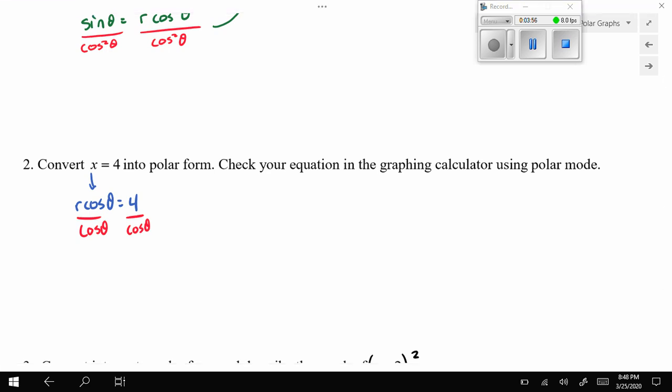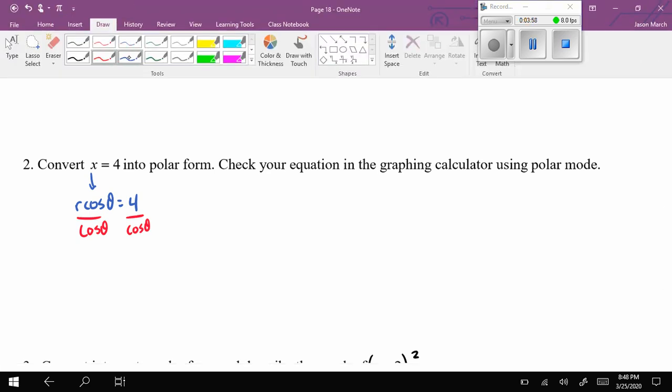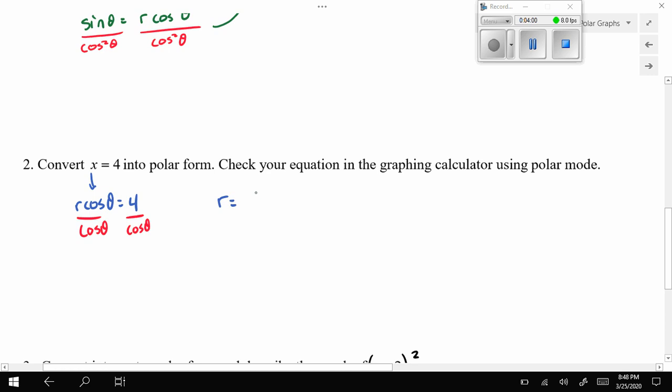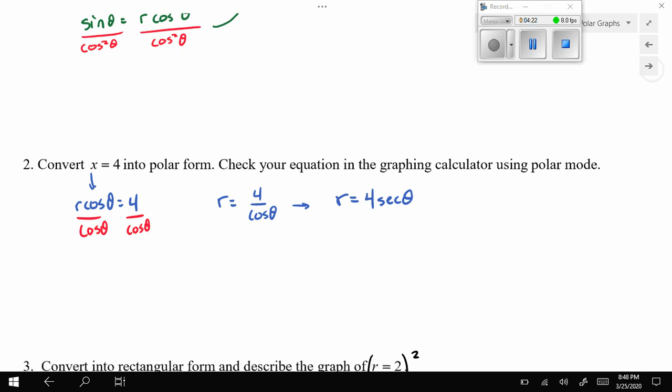And we end up getting r equals 4 over cosine theta. And an equivalent statement, probably more likely to see, is 4 secant theta. Again, just because 1 over cosine is the reciprocal function for secant. All right, so those two aren't too bad. So let's get to kind of a unique one here.